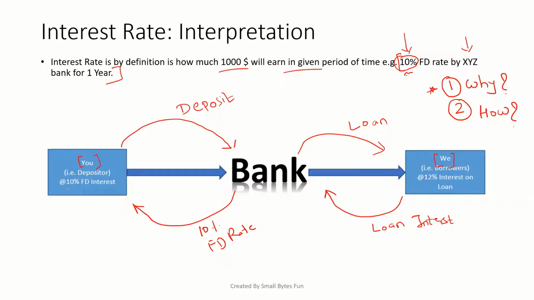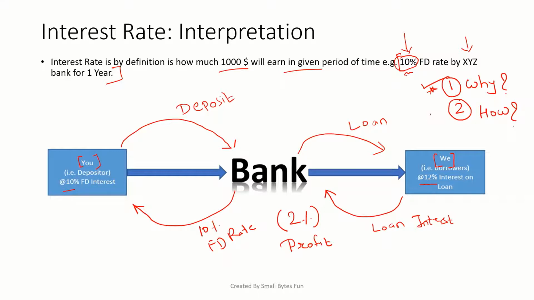If you have noticed here, the bank is giving you a 10% fixed deposit rate and the loan interest rate is always higher. So this 2% is the marginal amount that the bank is charging, which is also its profit. The difference between the fixed deposit rate and the loan interest rate is the profit of the bank. So this answers our first question, why the bank is accepting fixed deposits.